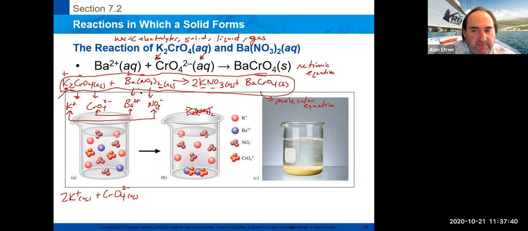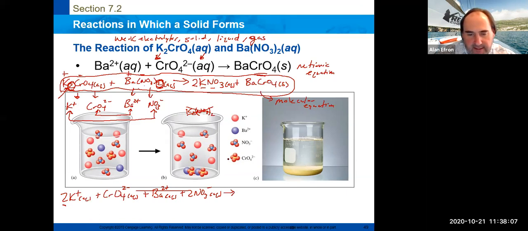Our second one, which is barium nitrate, will also break apart, and it would form a barium ion and 2 nitrate ions. And as you can see, the 2 here comes to the front when we break it apart, just like the 2 here came to the front when we broke it apart.